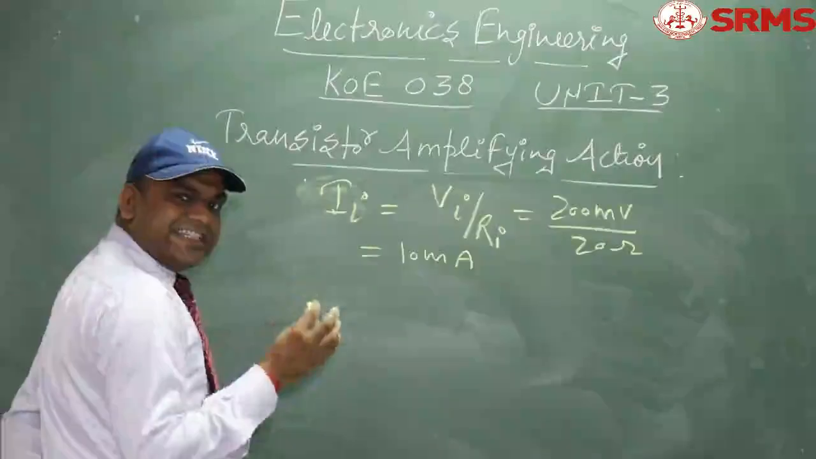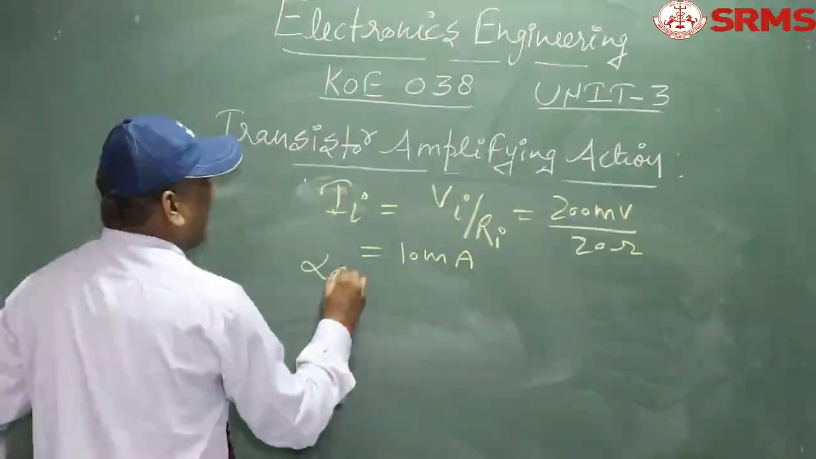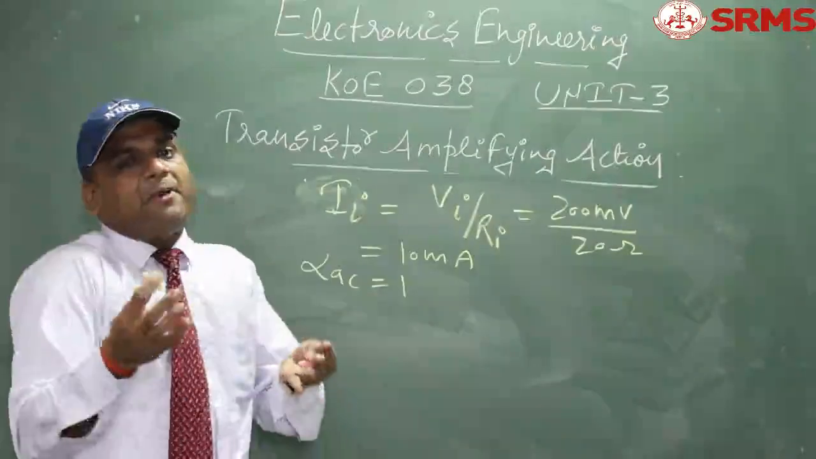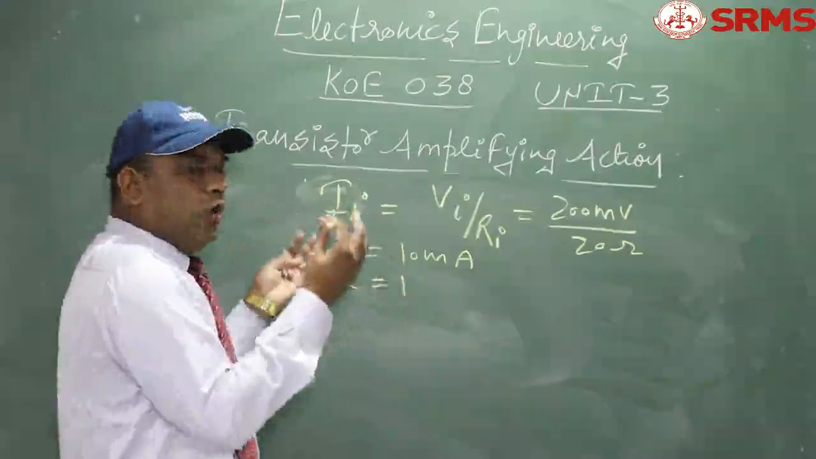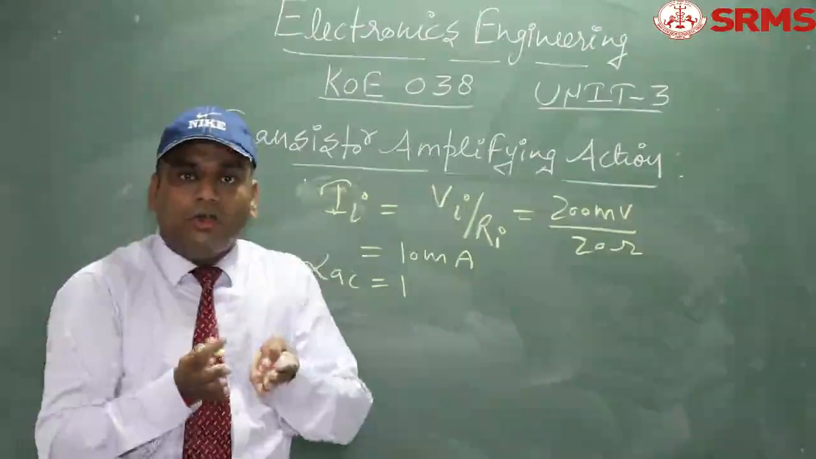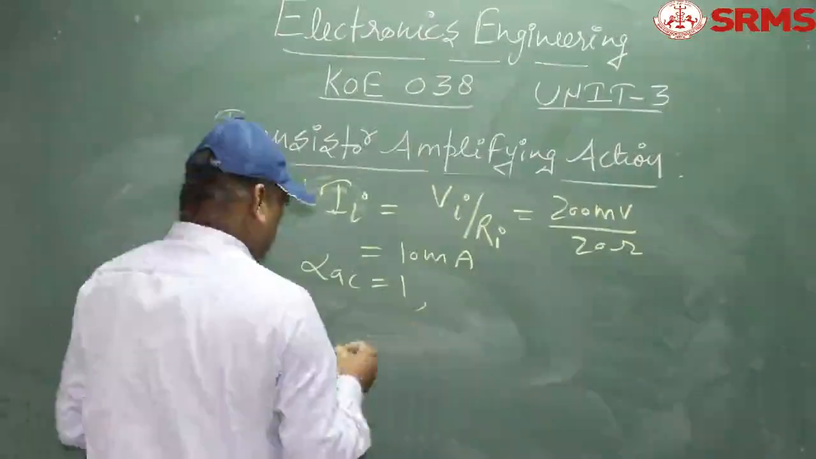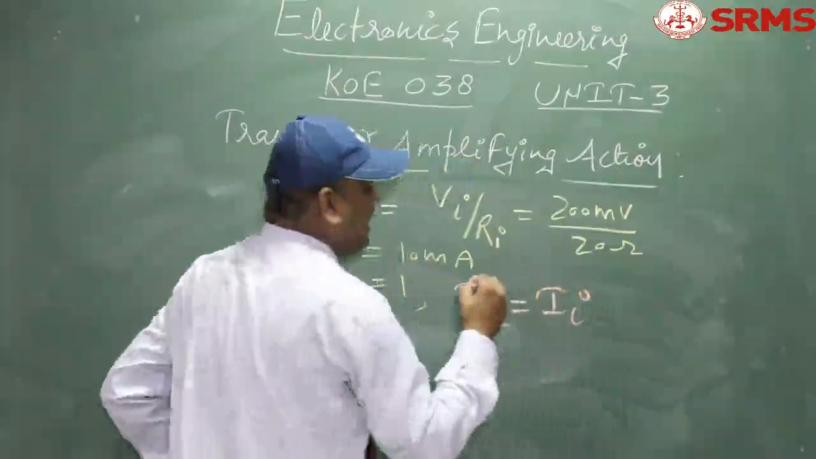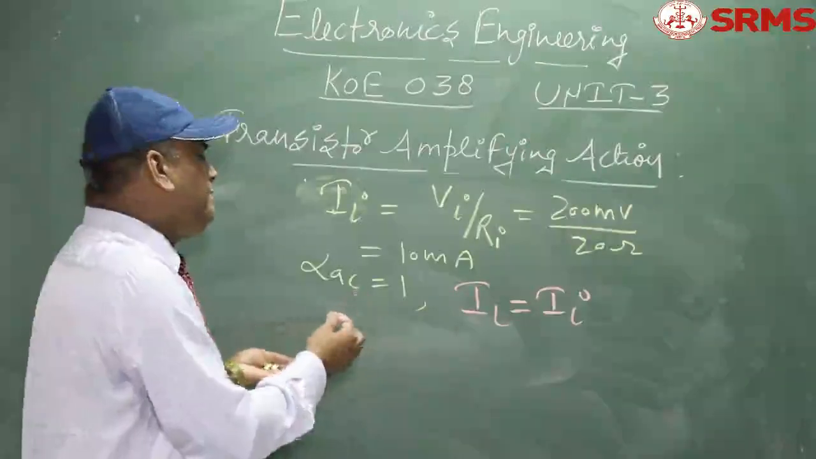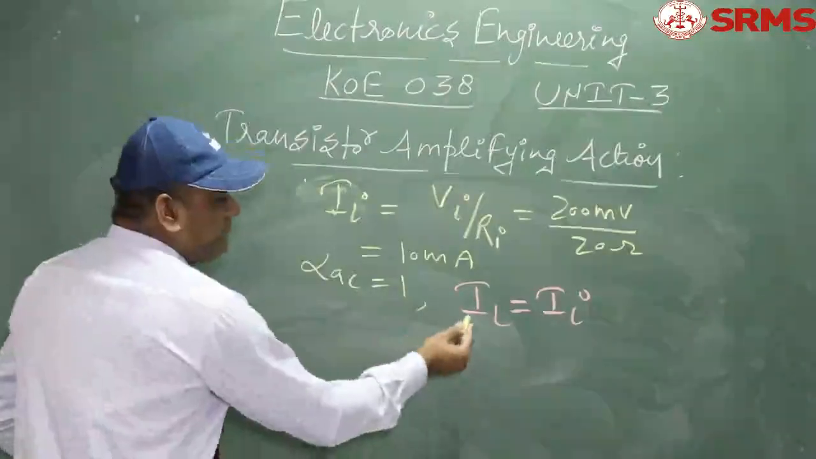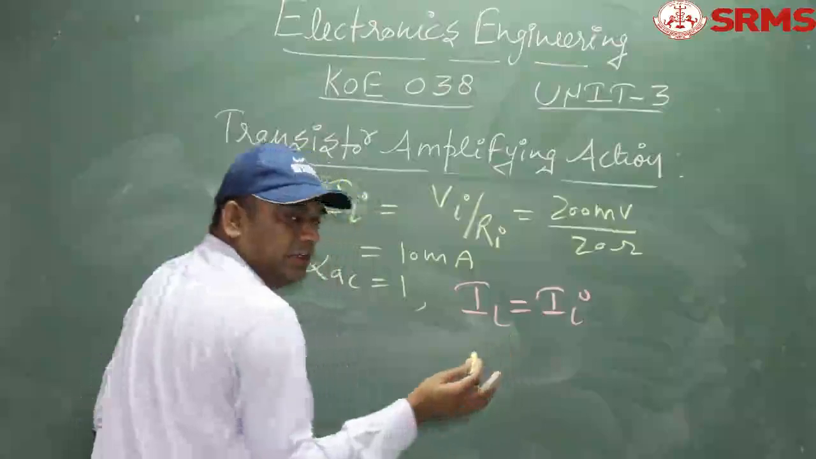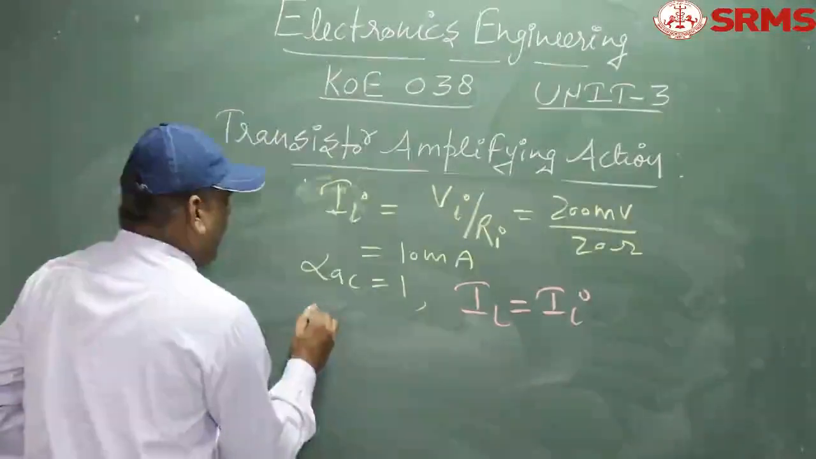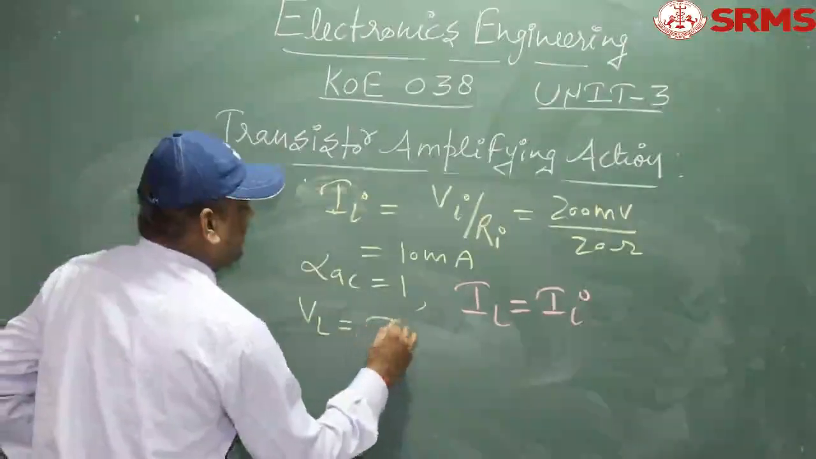And for the ideal transistor, we are assuming alpha AC is equal to 1. And for the active region of operation, IC is approximately equal to IE. That means the load current, the current which is flowing through the load, is equal to the input current. So here IL is equal to II. Is that clear? It's very simple. Now, if the current which is flowing through the load resistance is known to us, you can determine the load voltage.